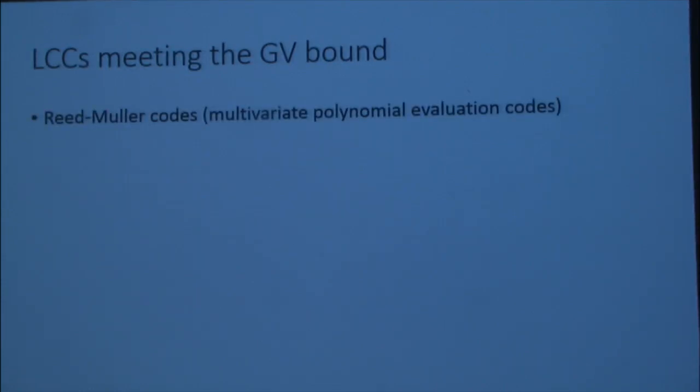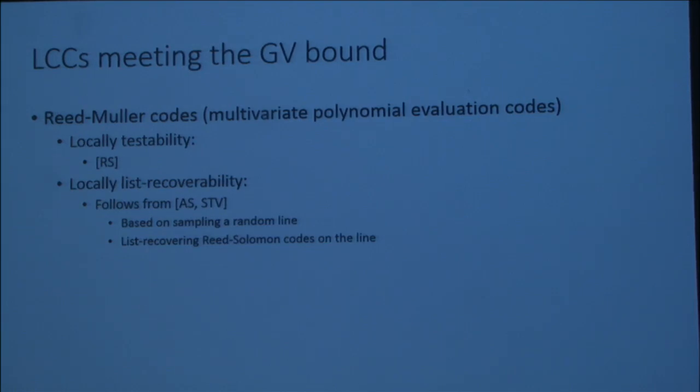How do we get locally list recoverable codes? We'll go back to the Reed-Muller codes, which is no derivatives, nothing. The basic Reed-Muller codes, which were locally decodable, turn out to also be locally list recoverable, and they are locally testable. So let's go back to the basic Reed-Muller codes. They are locally testable. This is the original Rubinfeld-Sudan local testing algorithm for them. They are also locally list recoverable.